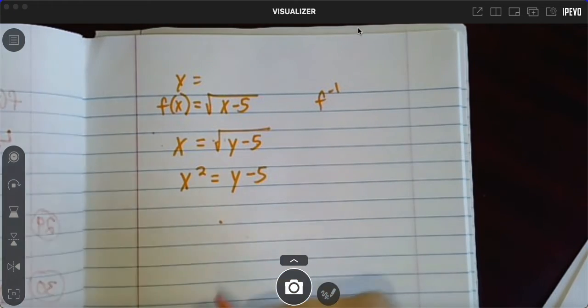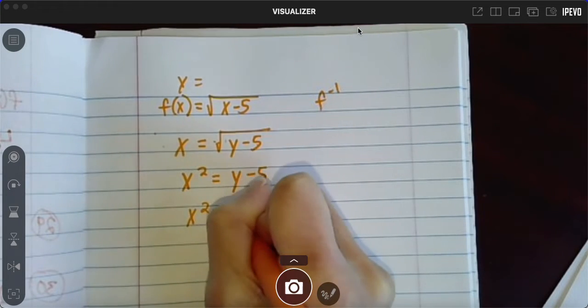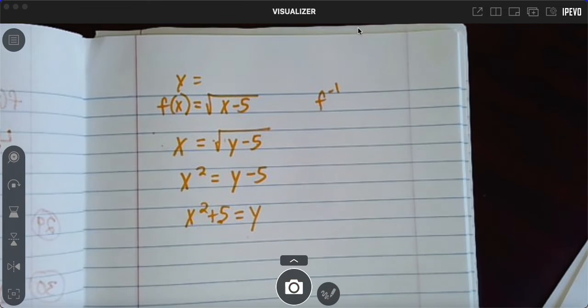Add 5. Oh, Emily's confused. Alright. So you just squared both sides and canceled the square root. Yeah, the square will cancel out the square root. Add 5. X squared plus 5 equals y. So that's either what choices? C or D. Okay? And then you have to see what your range values are.